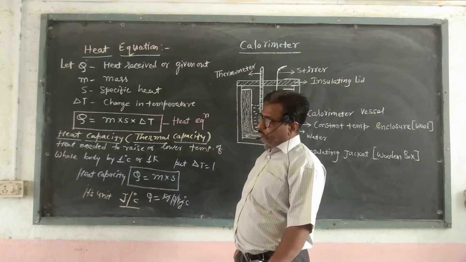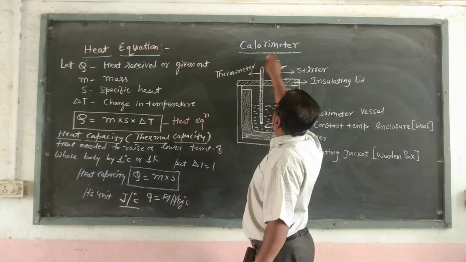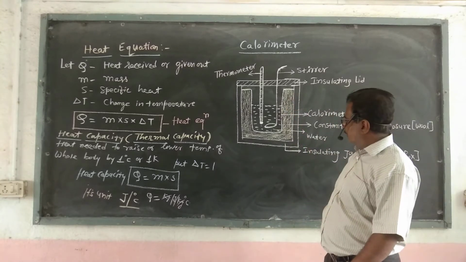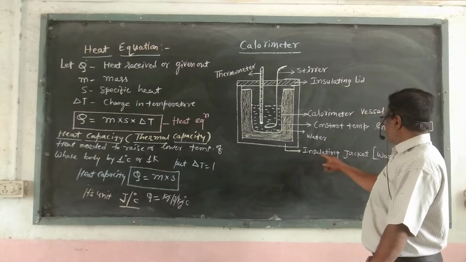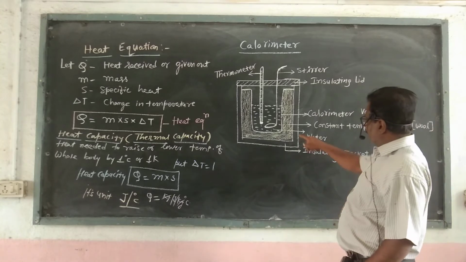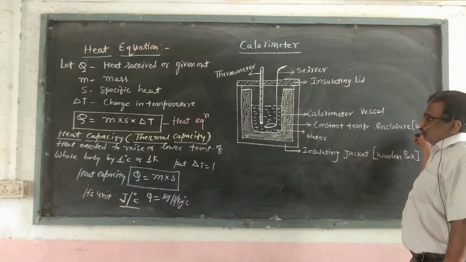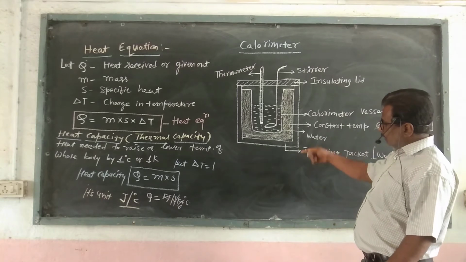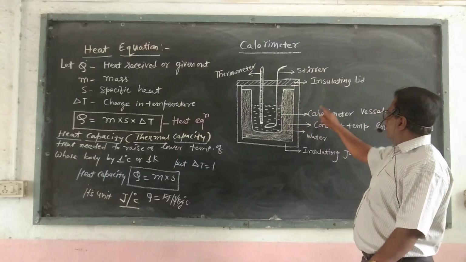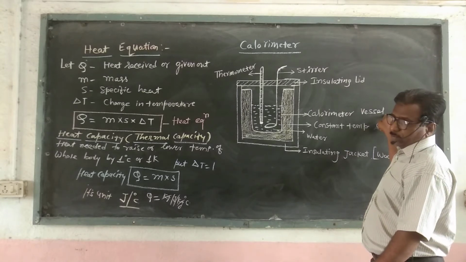Now our next point is calorimetry. In calorimetry we have to define what is meant by calorimeter. For the calorimeter there is a diagram. In that diagram you can see the insulating jacket, which is made up of a wooden box. After that there is a constant temperature enclosure, made of wood, kept in between the wooden box. After that we keep a calorimeter vessel which is made up of steel or aluminium or copper.